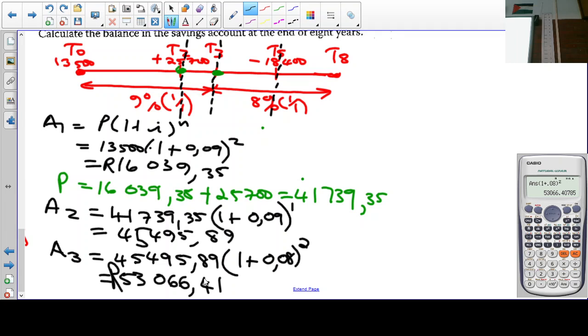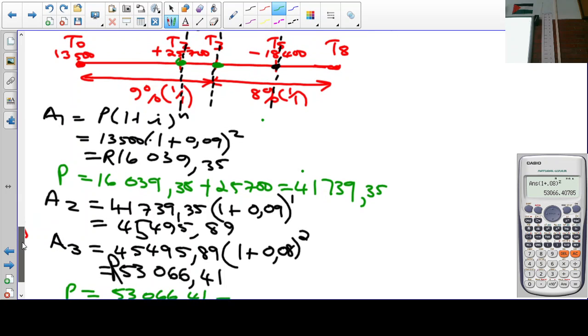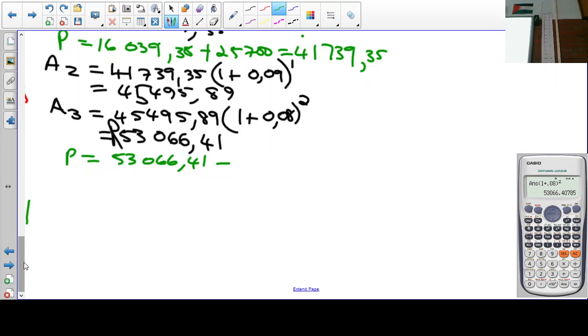Okay. But what happens here now? You're minusing what? So your p-value is going to change. So it's going to be 53,066 rand and 41 cents. We're minusing 18,400. That gives me a new p-value of 34,000.